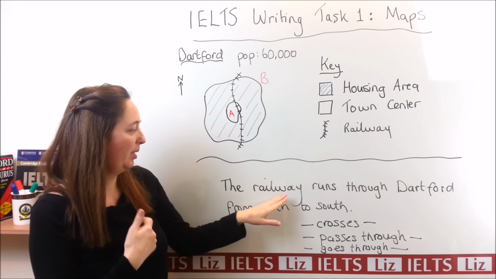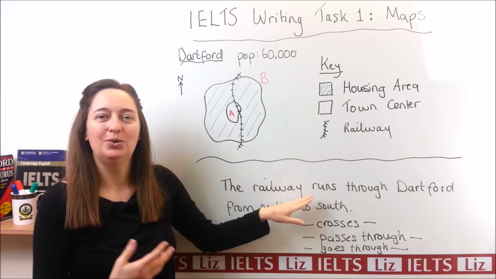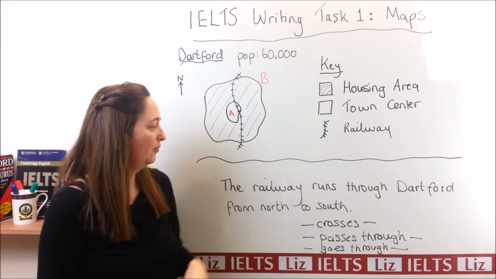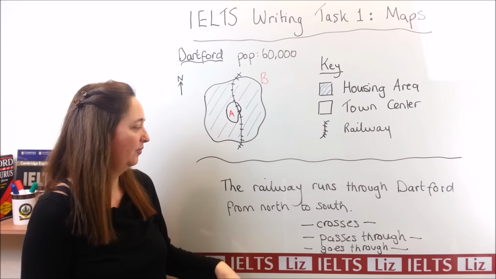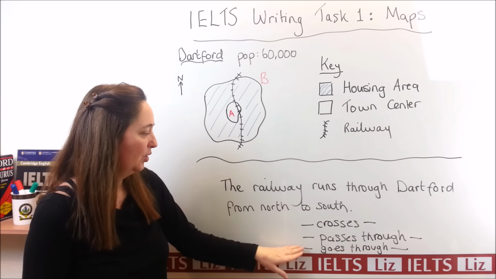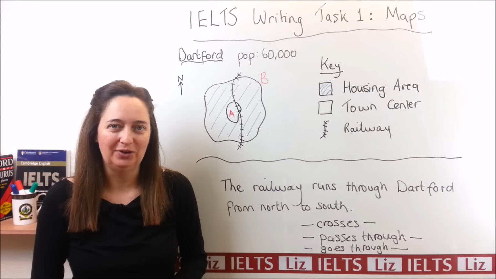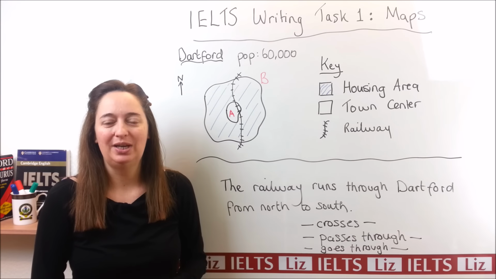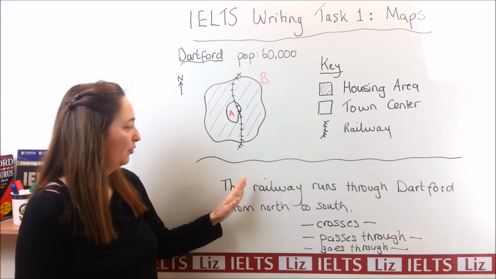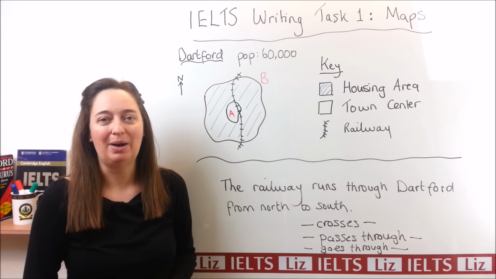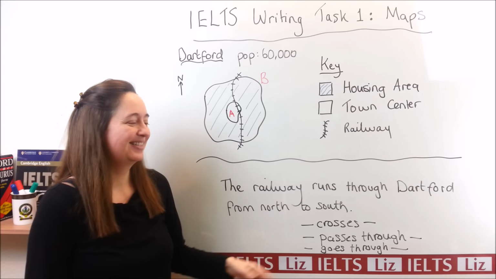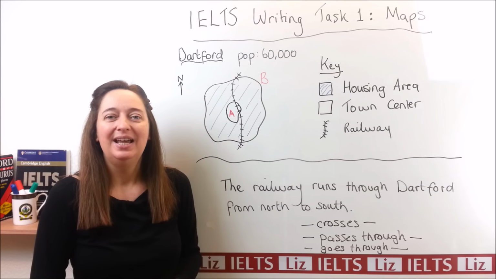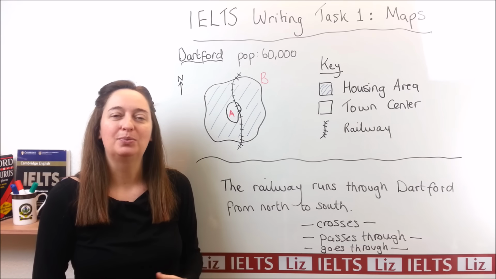And of course, this is all about collocations, which is using the right verb with the noun. So we can say the railway runs through Dartford. We could say it crosses Dartford, it passes through Dartford, or it goes through Dartford. So there are a variety of different verbs that we can use to show the information about railways. And of course, there might be roads on your map. And luckily, we can use the same verbs for roads as well. So that's very useful.